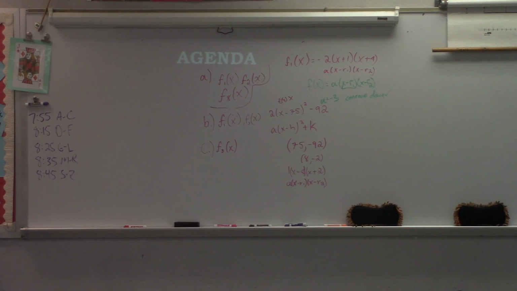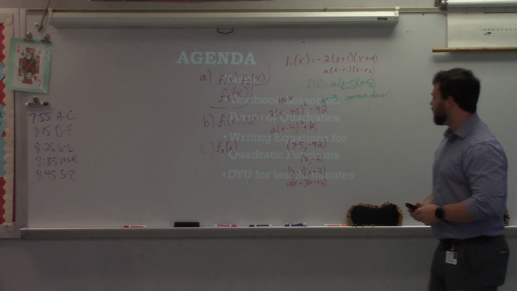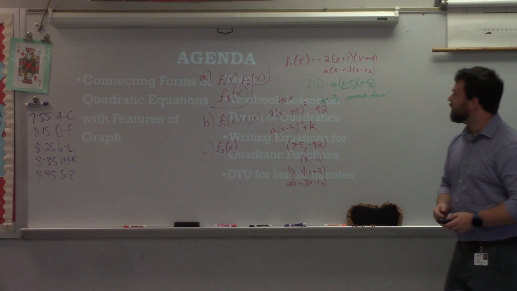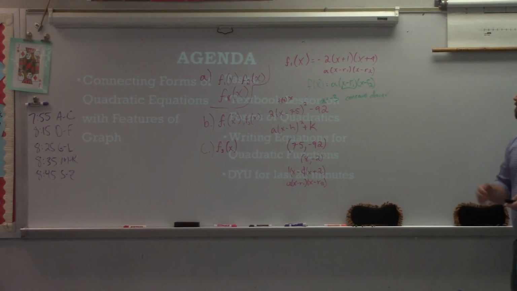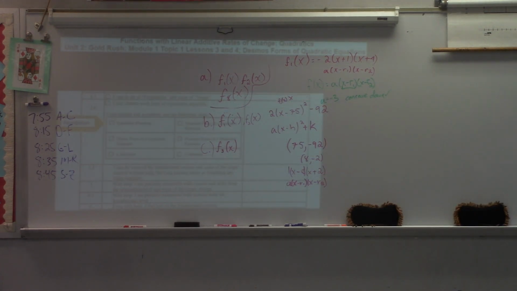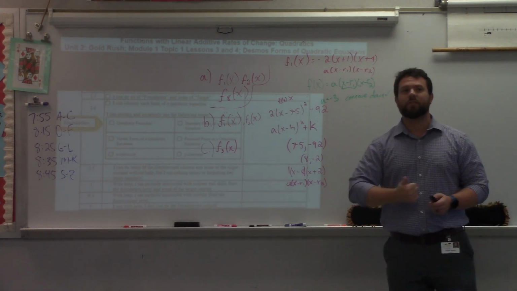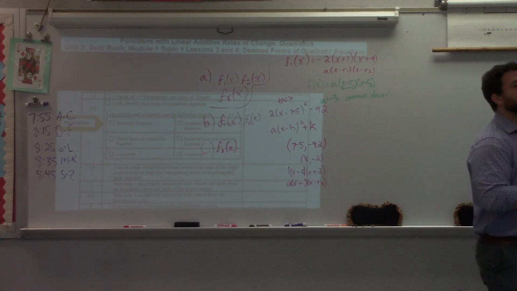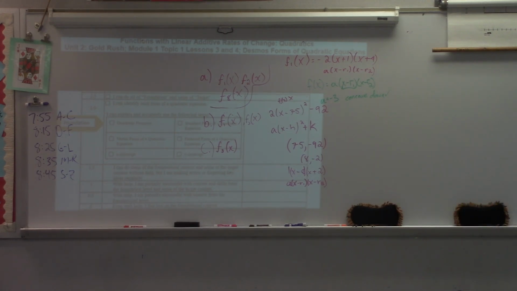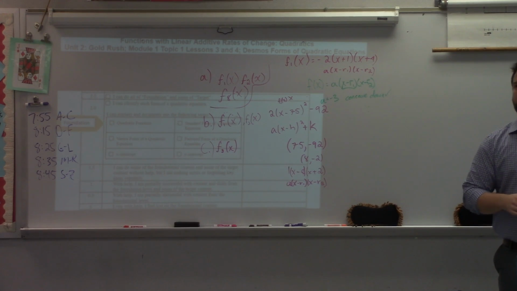So, guys, first off, agenda. We're finishing up this textbook lesson. We're actually going to start writing equations for quadratic functions today for the last 20 minutes. So, connecting forms of quadratics with the features. And that's what this is all about, identifying each form of a quadratic equation. Hey, by the way, what is the first thing you need to do if you're going to figure out if an equation and a graph can match? Identify the form. You got to know the form, right?